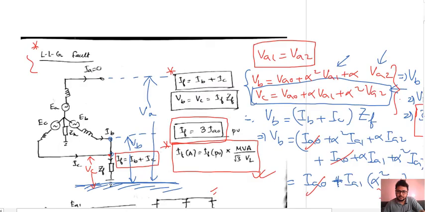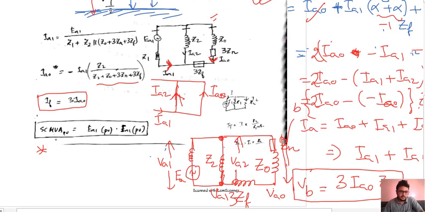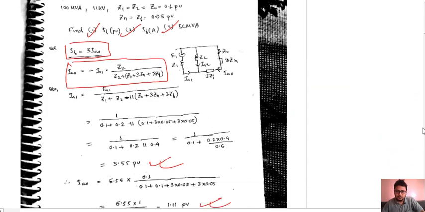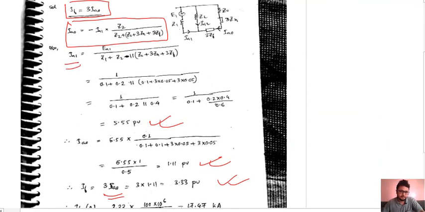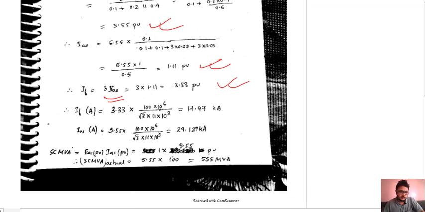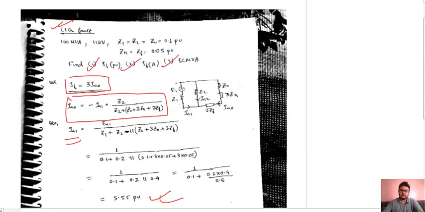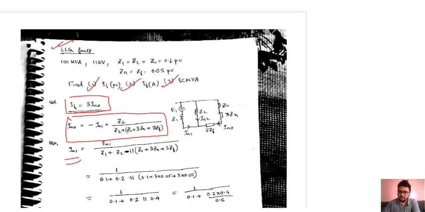Short circuit MVA, we have 3 formulas, 3 rules. Let us see. Short circuit MVA equals EA1 into IA1 per unit. To calculate short circuit MVA, we need IA1 per unit. So that is why we have calculated this IA1 per unit. So IF in ampere and IA1 in ampere, and short circuit MVA equals EA1 per unit into IA1 per unit. So not that tough. It is similar to the previous problem. I hope it is clear, isn't it? Now let us summarize the thing.